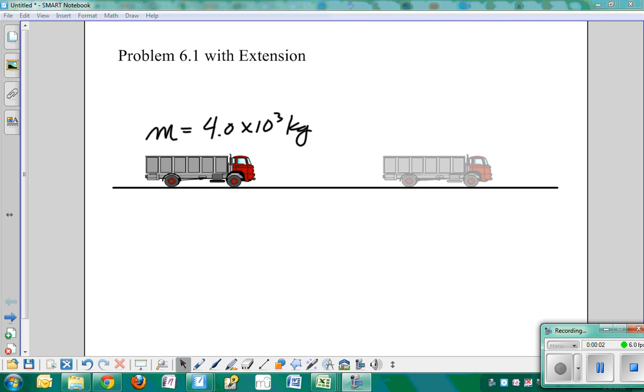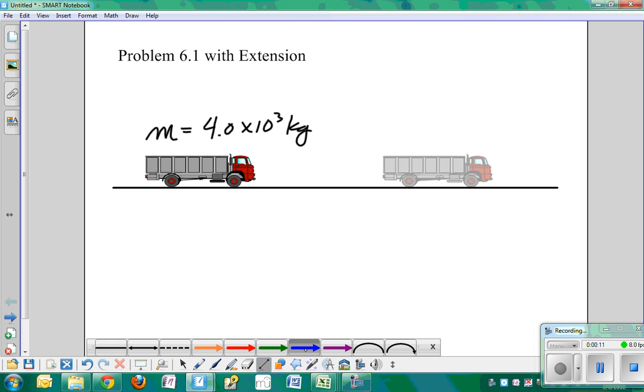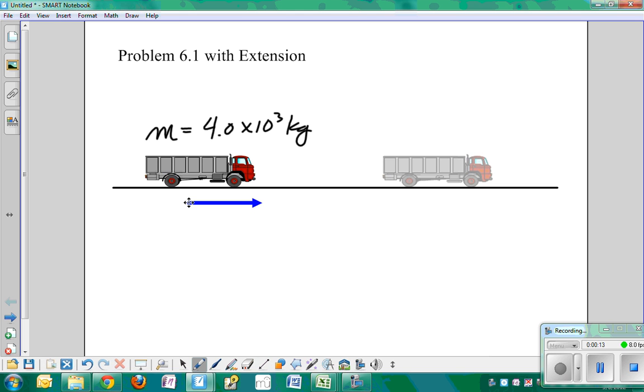All right, so we're doing problem 6-1. We have a truck whose mass we made up, 4.0 times 10 to the third kilograms, and whose initial velocity we also made up as 40 meters per second.